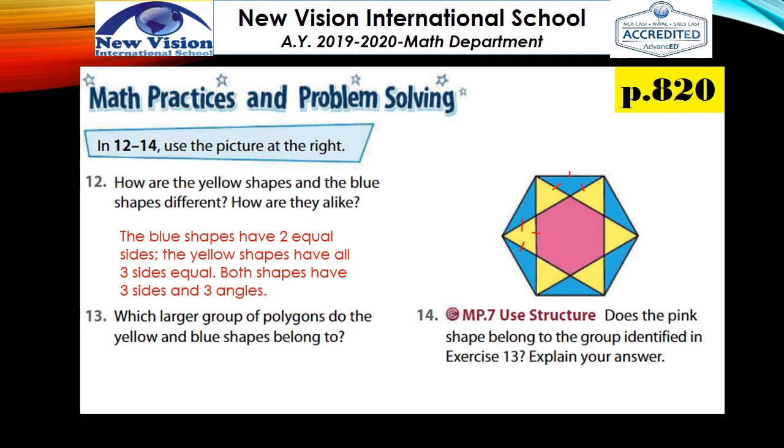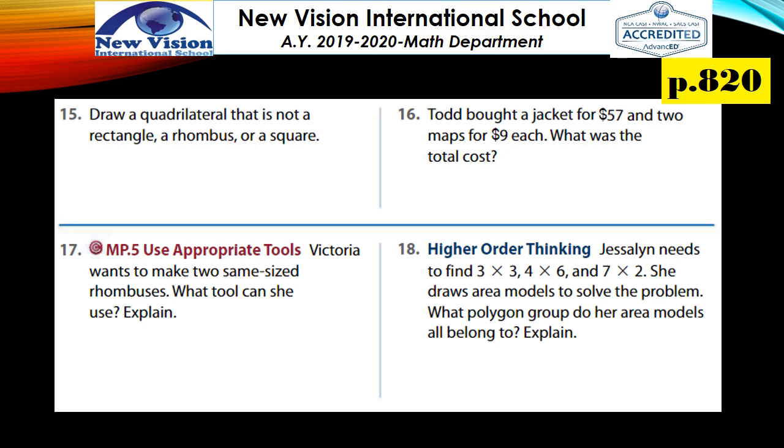Now number 13. Which larger group of polygons do the yellow and blue shapes belong to? They are triangles. Good. Number 14. Does the pink shape belong to the group identified in exercise number 13? Explain your answer. No, the pink shape has 6 sides, so it is not a triangle. Remember, a triangle has only 3 sides. Next, number 15. Draw a quadrilateral that is not a rectangle, a rhombus, or a square. It's a trapezoid.